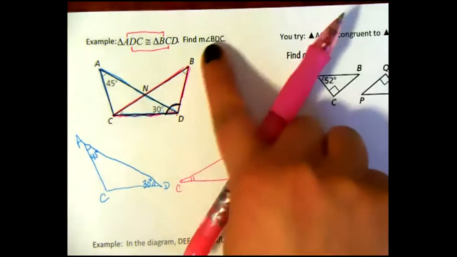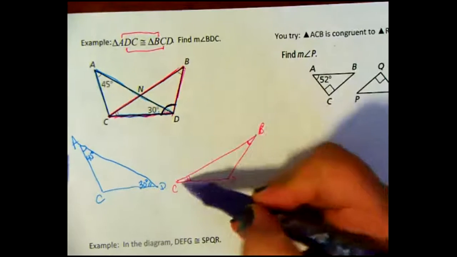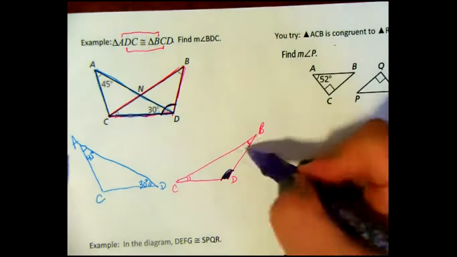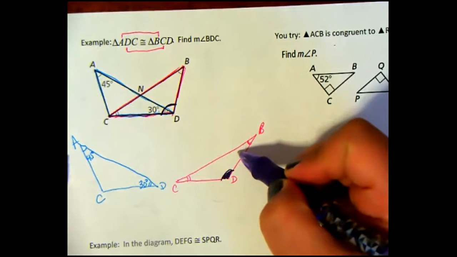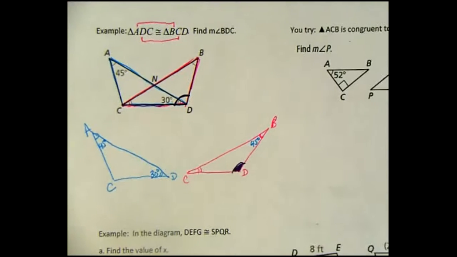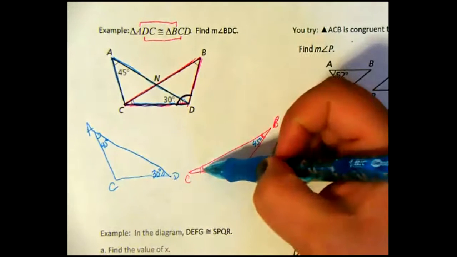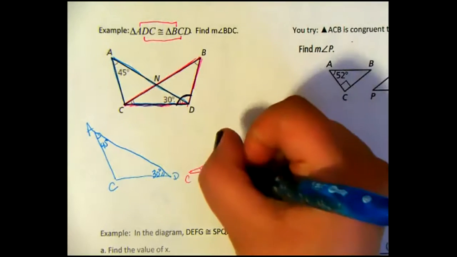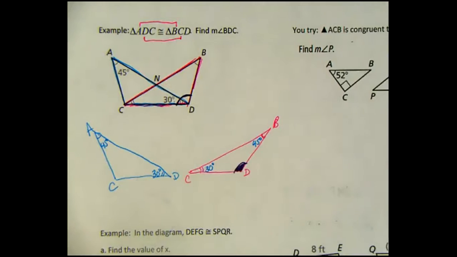If I'm trying to find the measure of angle BDC, BDC is in this triangle right here. It's that angle. But I don't have any measurements in this triangle, or do I? I do. Because if this angle B is congruent to angle A, and angle A is 45 degrees, that means angle B is 45 degrees. And if this angle C right here is congruent to that angle D, and angle D is 30 degrees, that means this angle C is 30 degrees.